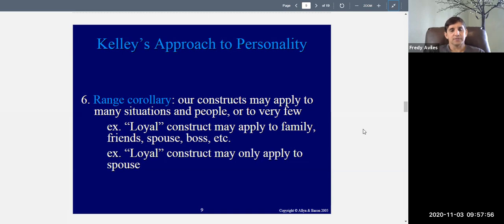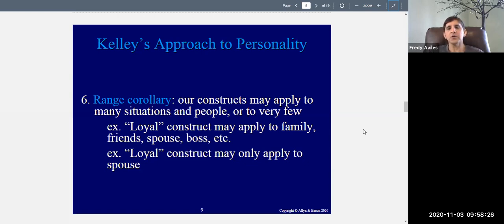The range corollary, another corollary. Basically, it says that our constructs may apply to many situations and people, or to very few. Okay, so constructs have a certain range. They can apply very widely or very specifically. So like the term construct, right? Like loyal. Who is loyal? That may apply to family, friends, spouse, your boss, right? Loyalty in general can apply to a lot of things.